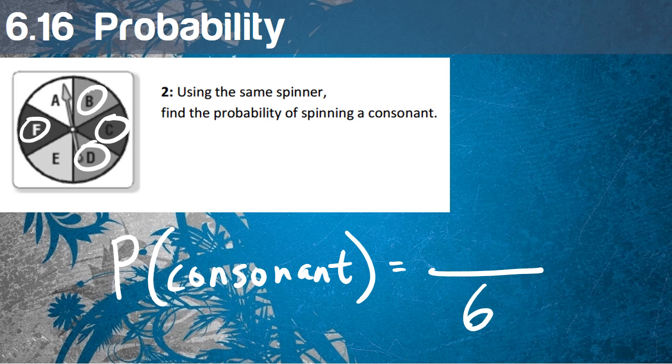A and E are vowels. So we say that the probability of spinning a consonant is 4 over 6. When we simplify that, it simplifies to 2/3. And so every time that we spin, we have a 2/3 chance of landing on a consonant. So that's somewhat likely to happen.